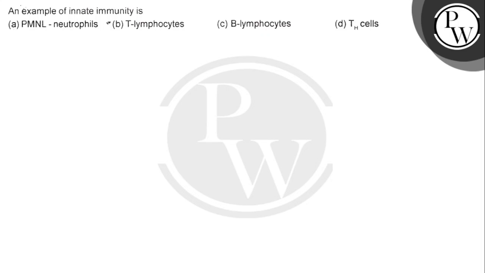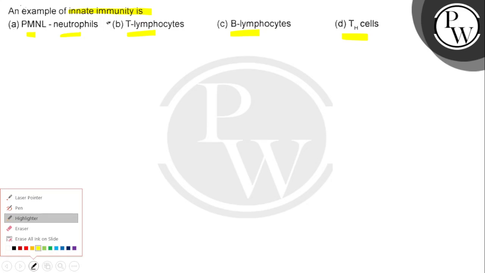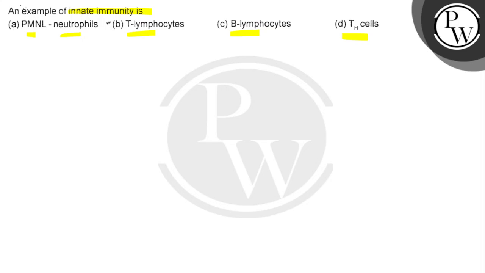Hello बच्चों, the question is: an example of innate immunity is option A, PMNL neutrophils, B, T lymphocyte, C, B lymphocyte, and D, T helper cells. So let's see now. Okay, so innate immunity का example पूछे.